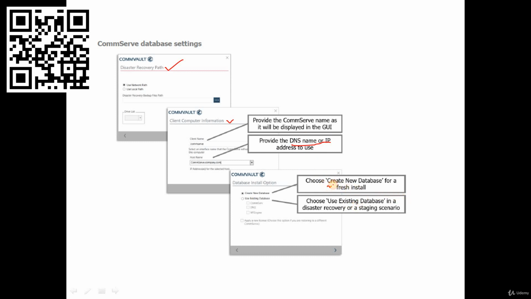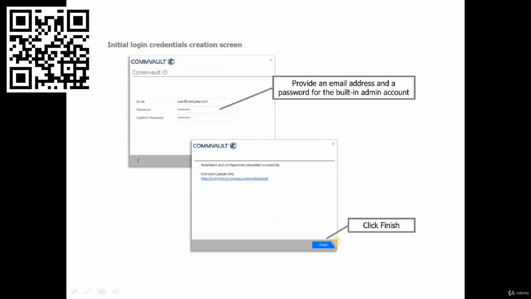Then select create a new database if it's a fresh install, or use an existing database if you are going to use it for staging or DR purposes. Then provide your credentials. These are the credentials that you should use when you have downloaded your software. Finally, once the installation is completed, you will see your web link, or you can click finish and launch your CommCell console.